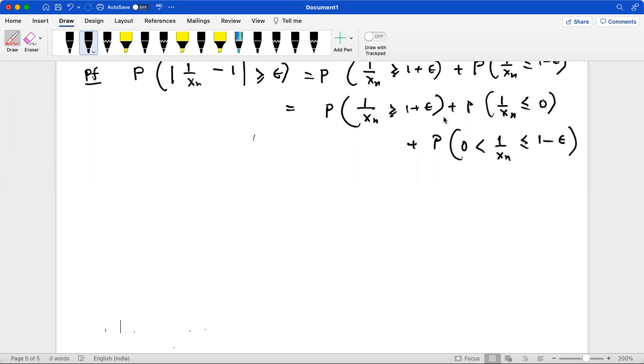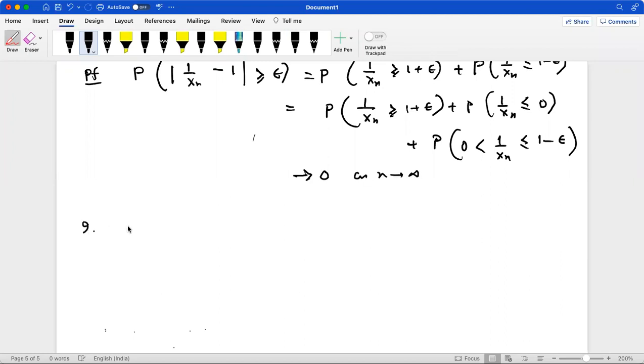The third part is the important part. What about this 1 minus 1 by xn? It is again similar. So 1 minus 1 by xn less than or equal to 1 minus epsilon is nothing but xn greater than 1 by 1 minus epsilon, which is away from 1. So that's why this part goes to 0. So all these parts go to 0. So this tends to 0 as n tends to infinity.